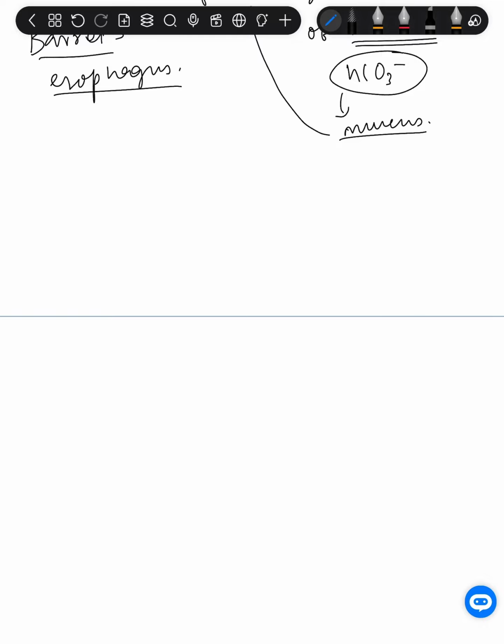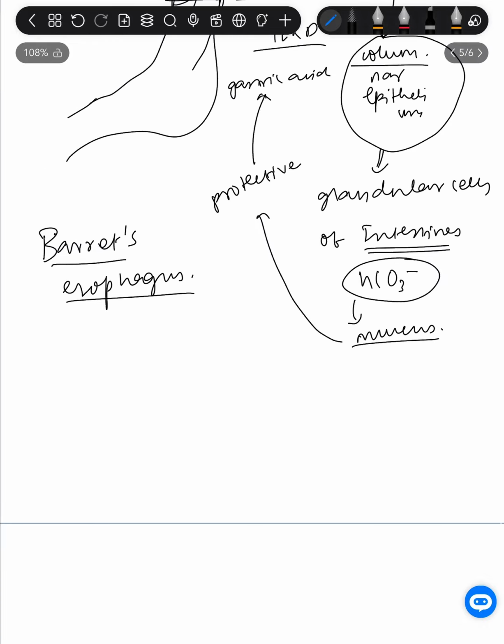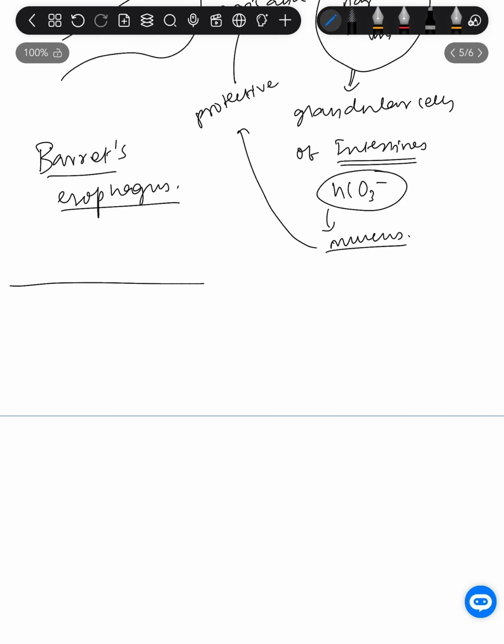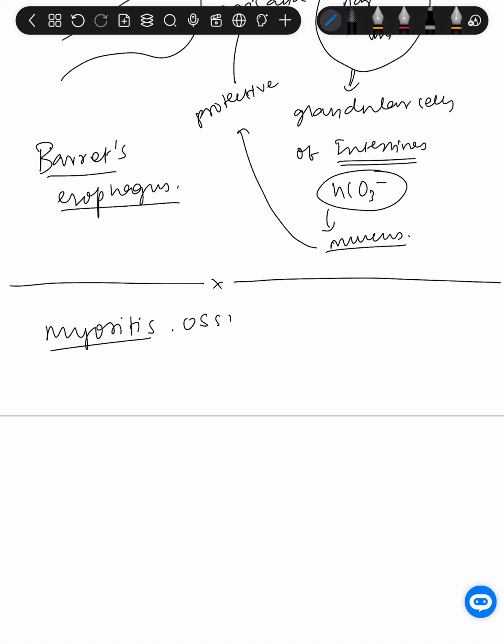The primary example in this, and I really want you to know only one example. There might be so many other examples, but the thing you need to know for your exams, and what is written in Robbins, is myositis ossificans. Myositis, muscle. Ossificans, ossification. Common sense.